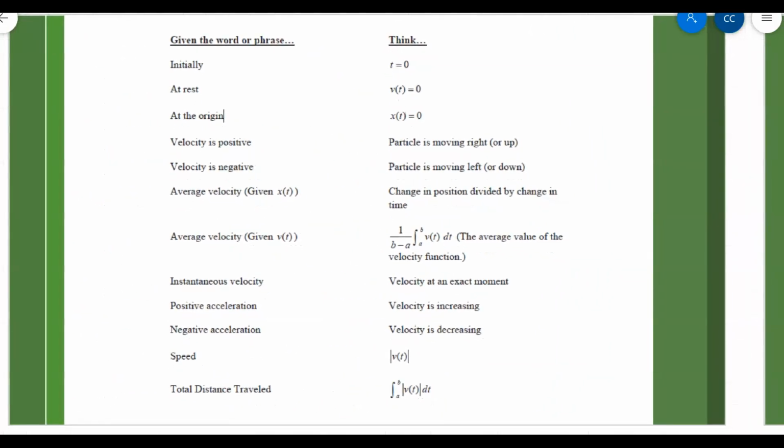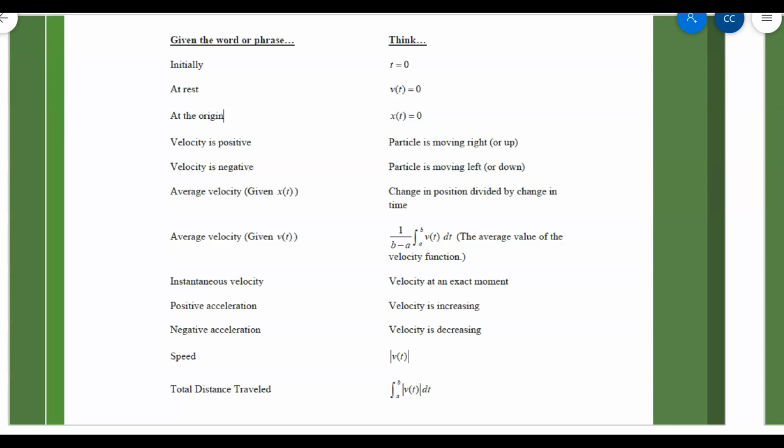So we have a lot of givens. The AP exam, again, is going to be entirely open-ended for your response. They're going to give you terminology and definitions that are going to make you think critically. So you're going to see the word initially. Initially means that t equals 0. At rest implies that the velocity is 0. At the origin means that x of t is equal to 0, so we are starting at (0, 0).